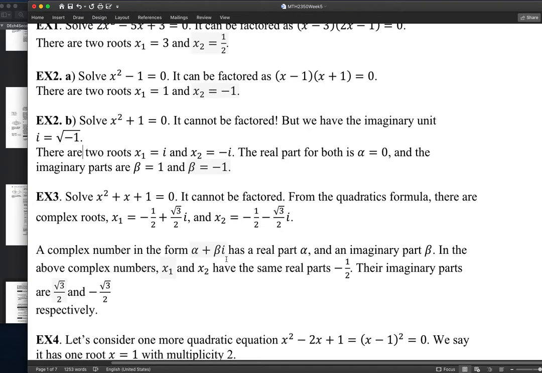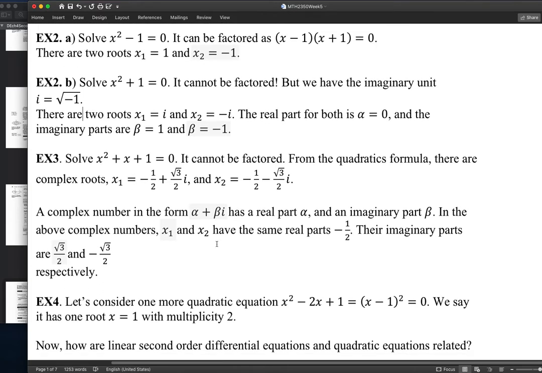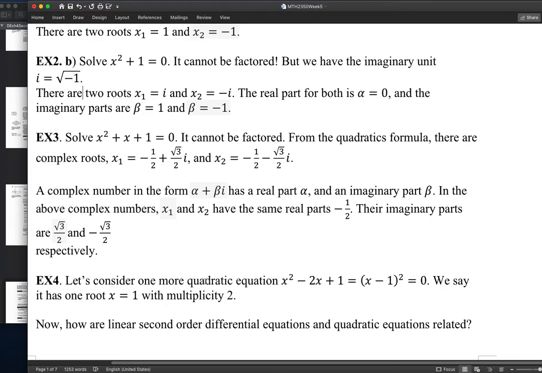So far, I think that's all for the reviewing of quadratic equations. Actually, one more problem. For the quadratic equation in this fashion, and indeed in this case, I hope you see that it's a perfect square, right? x squared minus 2x plus 1 is (x minus 1) squared equals 0. And truthfully, there's only one root, 1.